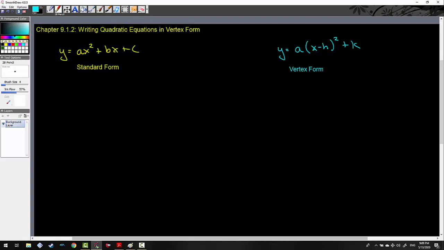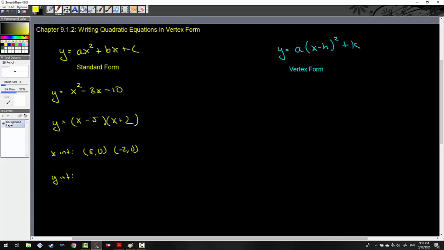Now, in the past, when we were graphing parabolas, we used to say, all right, if I gave you y equals x squared minus 3x minus 10, what you would do is you would factor it into x minus 5 and x plus 2. You'd say that your x-intercepts are at 5, 0, and negative 2, 0. And then your y-intercept would be 0, negative 10. And then you'd find your vertex to be halfway in between these factors.